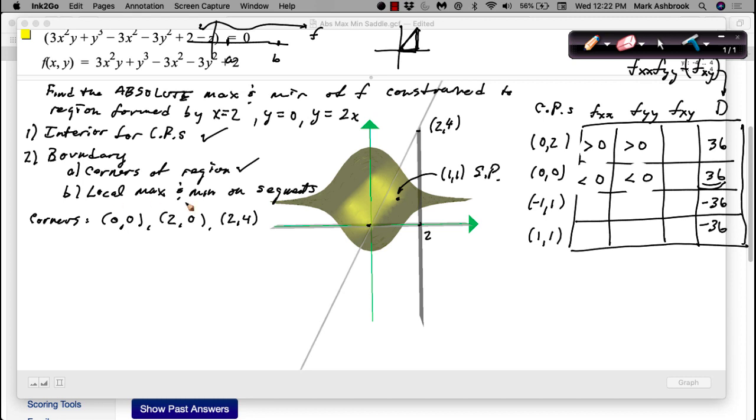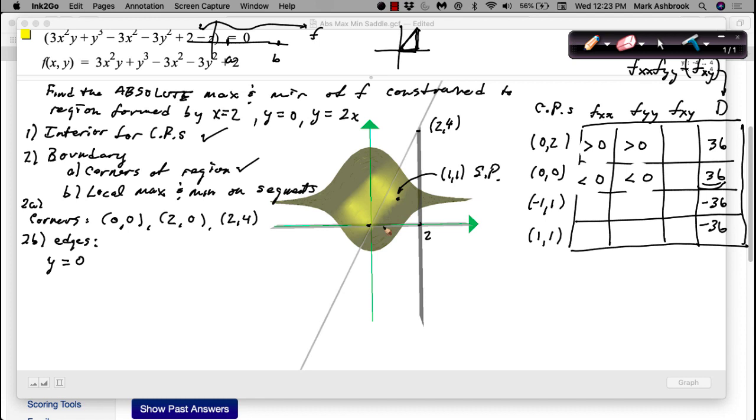Last thing is local max and min along the edges. Okay, so this was 2A. So now 2B, edges. So we'll start with this edge here, which was y equals 0. I need to find local max and local min along that edge. So how do I do that?